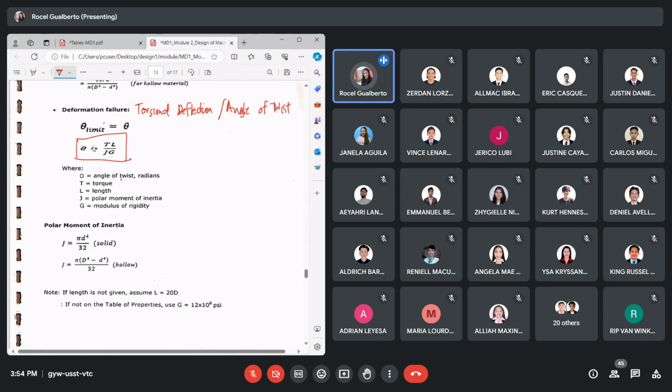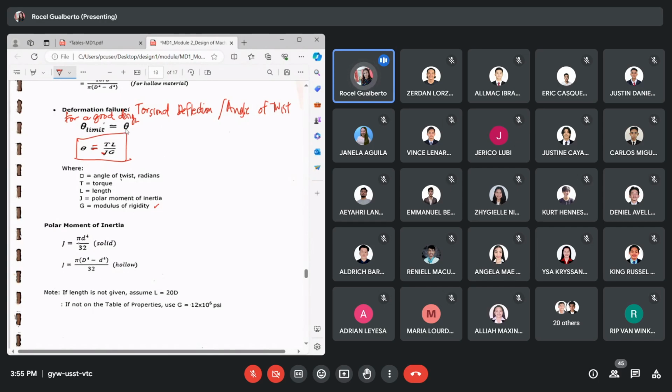Equals sa TL over JG. T is the torque. L pertains to the original length. J is again the polar moment of inertia, and G is the modulus of rigidity. And anong ginagawa po natin sa design? Katulad po sa tension, we equate simply your allowable limit of the deformation to the computed. So you equate here the allowable limit of deformation to the angle of twist, TL over JG.